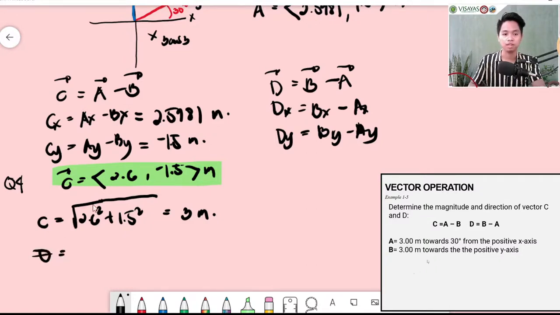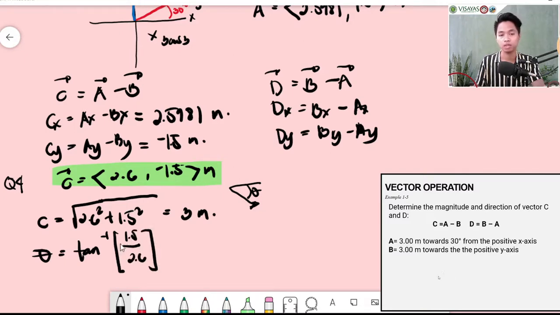If that is in quadrant 4, ang iyahang theta would be something ingon ani, right? Quadrant 4. So therefore, theta is the arctangent of y over x. So that would be 1.5 over 2.6. Again, wala na nato i-consider ang negative ha because we are dealing with angles. Kabalo naman ta sa direction sa to angle. So therefore, absolute value na lang ka.